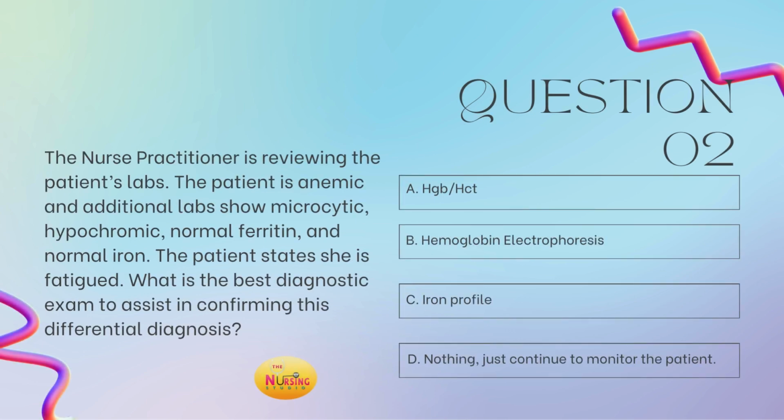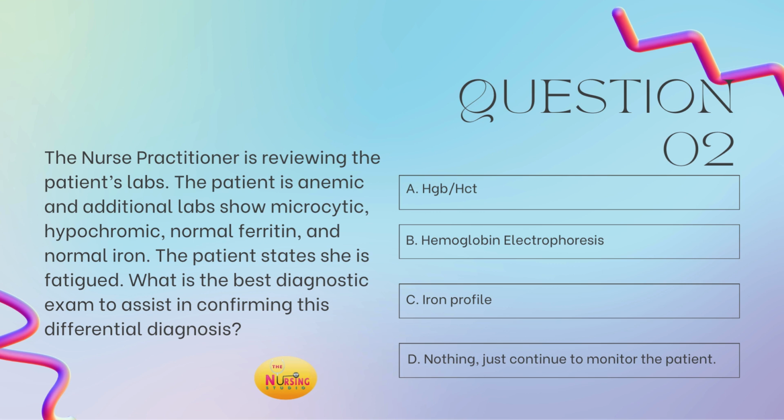All right, question number two for today. The nurse practitioner is reviewing the patient's labs. The patient is anemic, and additional labs show microcytic hypochromic, a normal ferritin, and normal iron. The patient states she is fatigued. What is the best diagnostic exam to assist in confirming this differential diagnosis?